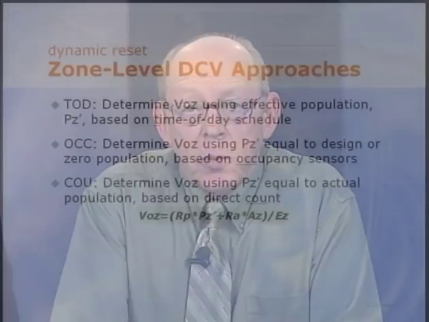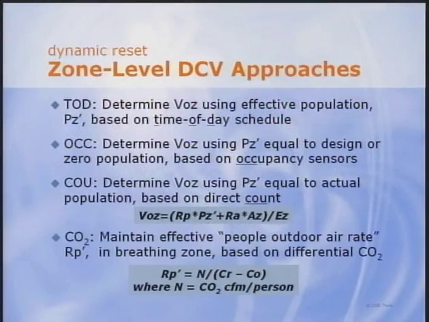But as an alternative to estimating population, many designers want to use CO2 sensors to reset zone outdoor airflow. This approach works because, as the steady-state equation shows, the current per-person outdoor airflow rate in a zone is inversely proportional to the difference between indoor and outdoor CO2 level. Therefore, differential CO2 can be sensed, and a controller can adjust zone outdoor airflow or damper position to change the effective ventilation rate per person. This approach has been widely used in the past and will probably continue to be popular.